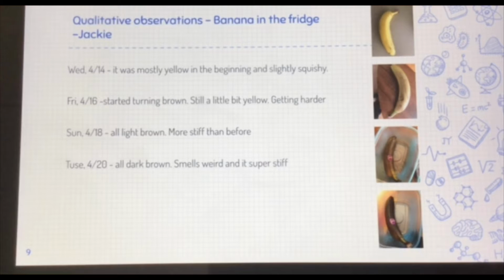On Sunday, it was a lighter brown than before. As you can see, it's in a container and it has a sticker. And for Tuesday, it started to become darker, and she mentioned that it also smelled weird and was super stiff.